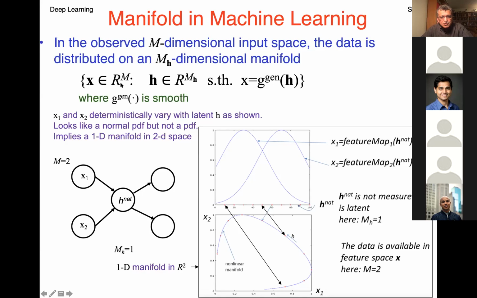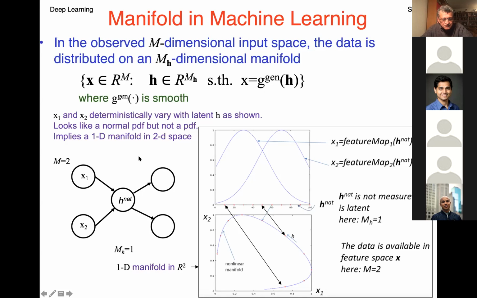We say that x belongs to R^m, in the sense it belongs to the set of real values in this m-dimensional space. x is an input. h belongs to R^(m_h). m_h is much smaller than m, and h is a point in this such that x can be generated by some generative model here, that is the decoder, applied to h gives you back x, right? So this is the nature of the encoding. And we also say g_gen is smooth, okay? So it's a mathematical condition here.